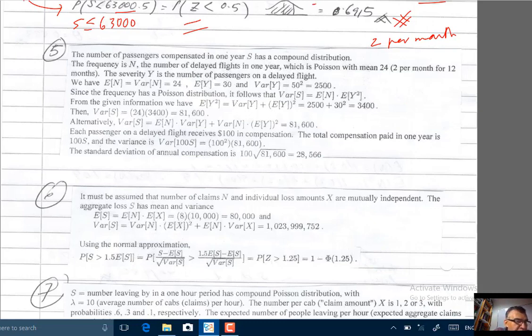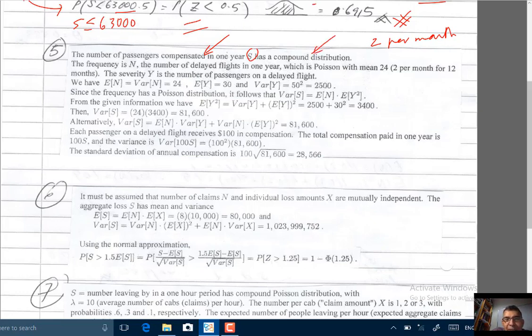Now let's read on. You may assume that all months are 30 days long and that years are 360 days long. Calculate the standard deviation of the annual compensation for the delayed flights. All you need to do is get all the information correctly, place it all in one line, and you are done. It's not a hard question. The number of passengers compensated in 1 year, S, is a compound distribution.